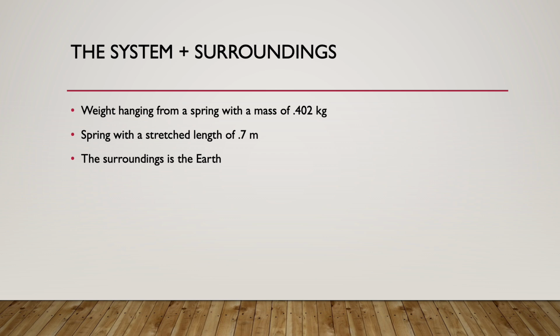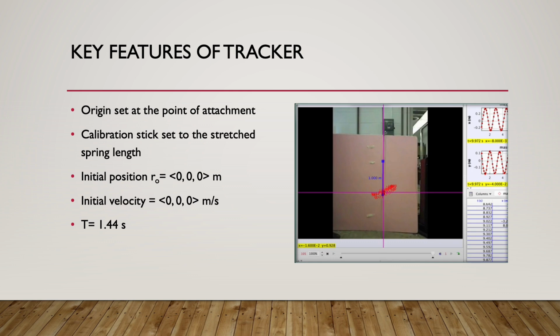Here's a description of the system and the surroundings. I know that there is both X and Y direction movement, so I oriented Tracker by setting the origin at the spring's attachment point. I calibrated the video with the known length of the spring. My initial position was found in the table at the bottom right corner, and my initial velocity was 0 because the weight on the spring started from rest. The period of oscillation was 1.164 seconds, and I found that by taking the average of the times of the first 3 oscillations that I got by looking at both the time versus X position and time versus Y position graphs.